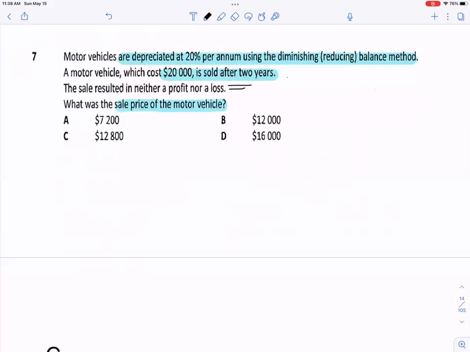Sale made no profit, no loss means what? Sold at same price, the net book value. Option D, 16,000. 20% of 20,000 is 4,000. Subtract. How much did you sell? But it's asking for 2 years. So we'll write 1,280.